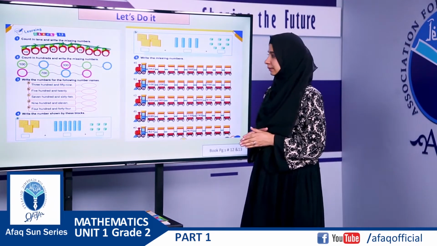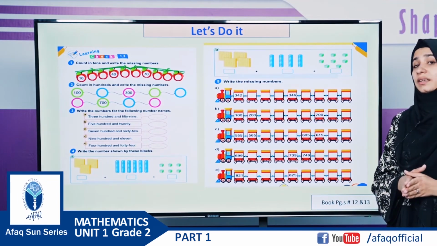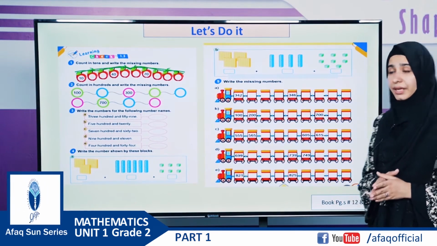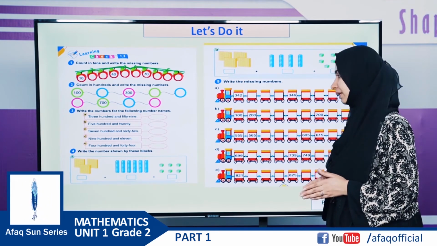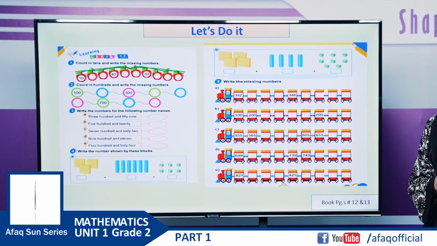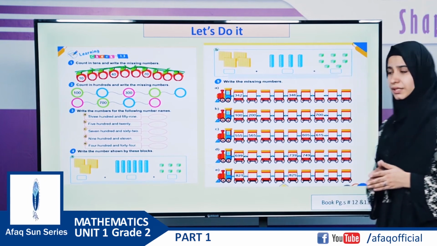So students, we have the next question. Write the missing numbers. Here they have given us number 342. What comes after number 342? Yes, it comes number 343. Now let's move to our next train. It has given us number 100. After 100, it comes 200. What comes after 200? Yes, it is 300. Rest of them you could solve. It is so easy to do.